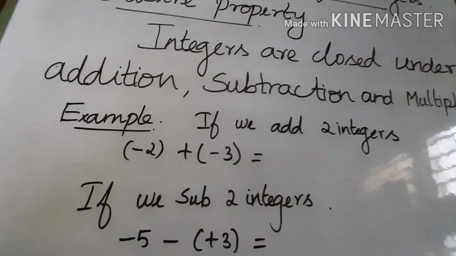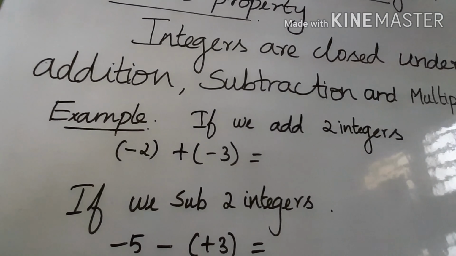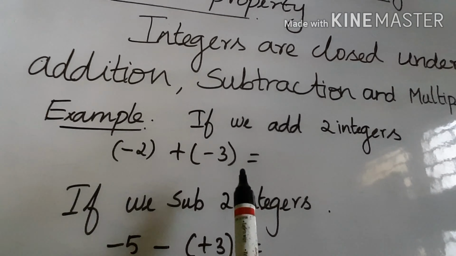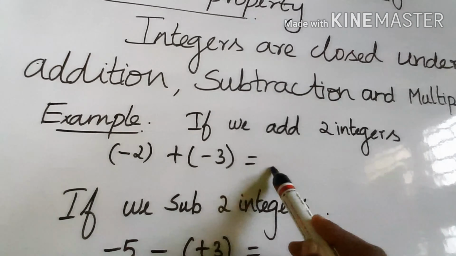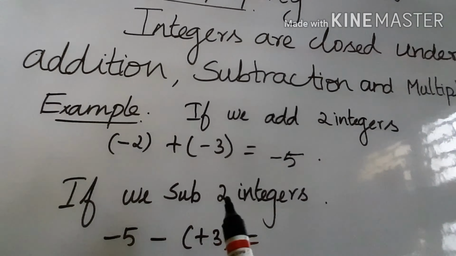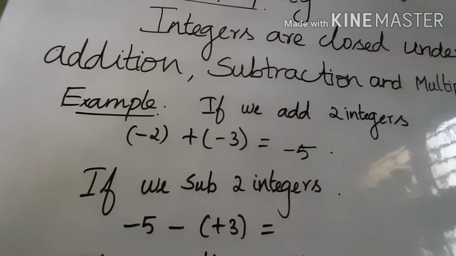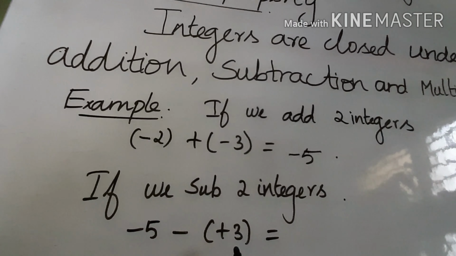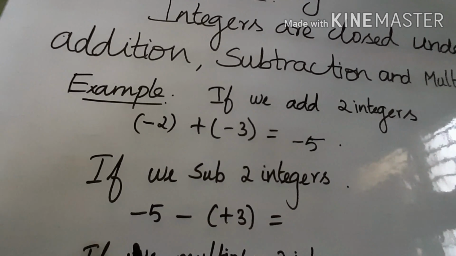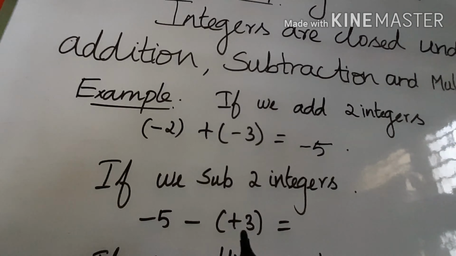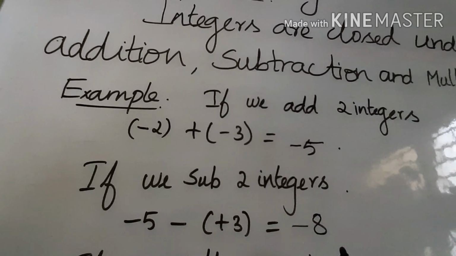First, we are going to see this through examples. We are going to add two integers. One is -2 and another one is -3. Both are integers. When you add both of these integers, you get -5, which is also an integer. Next, when you subtract two integers, -5 and a positive integer, +3, you get -8, which is also an integer.